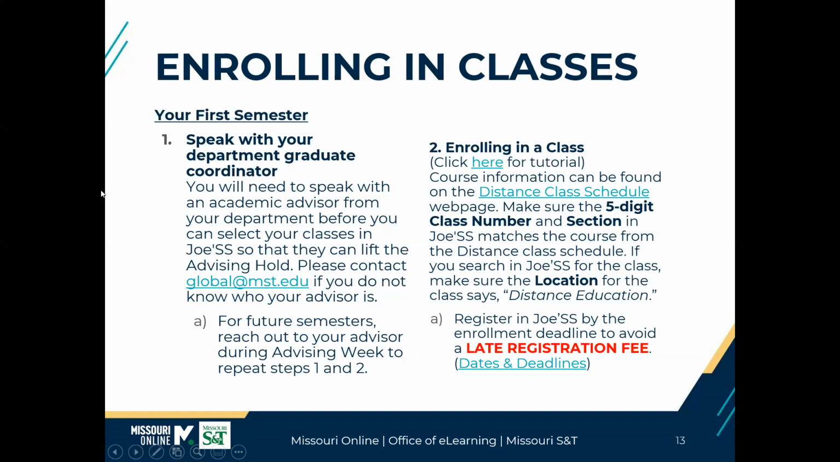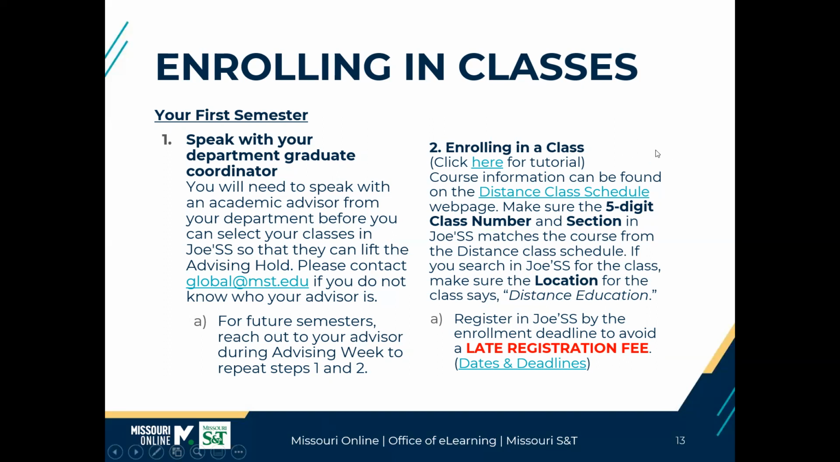So for your first semester, you'll need to speak with your department graduate coordinator or an academic advisor from the department because they have to lift the advising hold. You can also speak to their support staff. If you're not sure who your advisor is, please reach out to global@mst.edu and we will get that information for you. Once you've finished your first semester, then for future semesters, you'll need to reach out to the advisor during advising week and repeat steps 1 and 2.